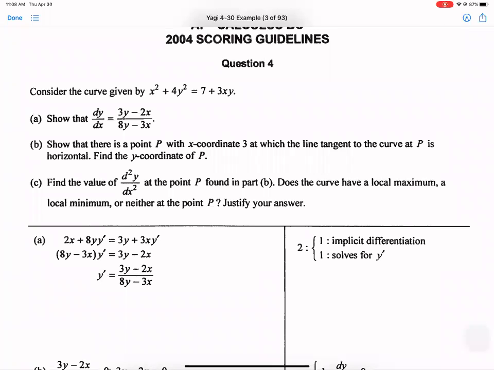Okay, so this type of question we're looking at is implicit differentiation. And then we're gonna go ahead and figure out some stuff.